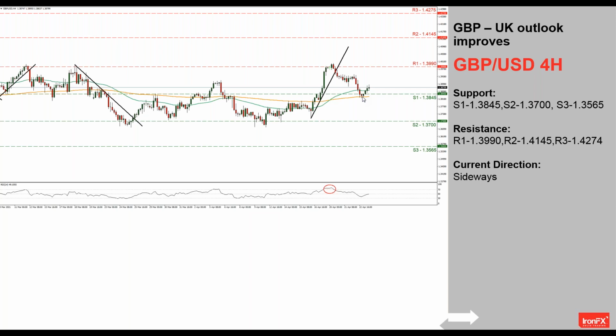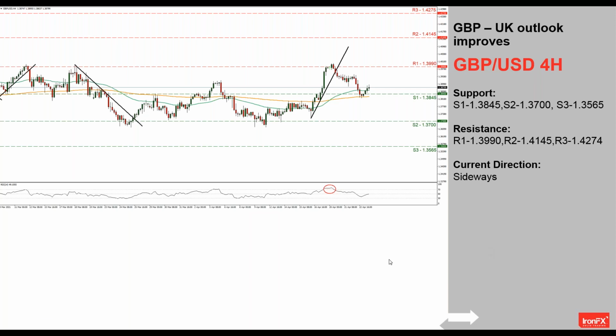Also, note that the specific level was tested numerous times to the upside as well as to the downside. While even lower, we note the 1.37, which is practically the lower boundary of the pair's sideways movement and was tested at least twice, once at around the 17th of April and the 14th of March. While even lower, we note the 1.3565. To the upside, we have the 1.3990, even higher the 1.4145, and the last bullish barrier would be the 1.4275.